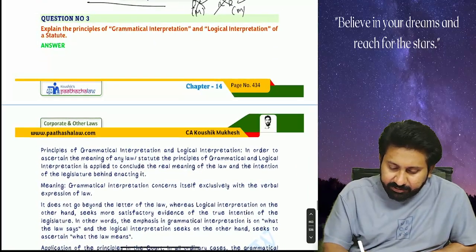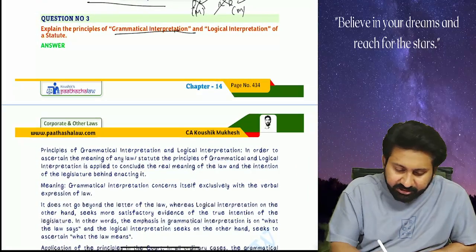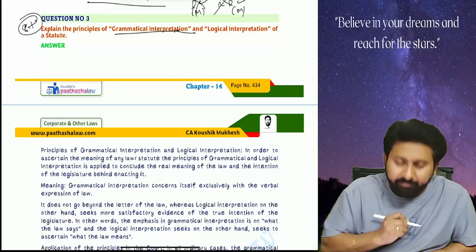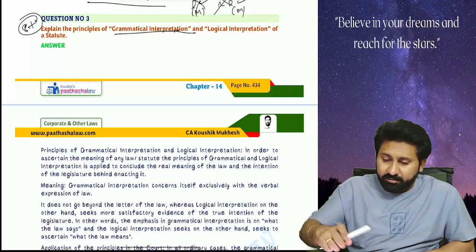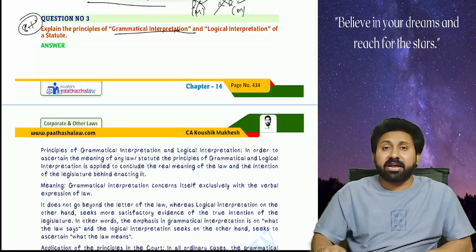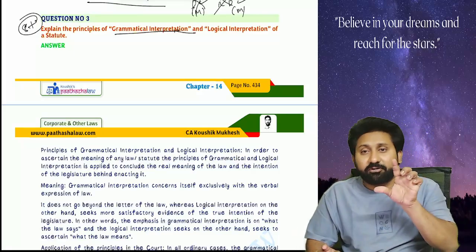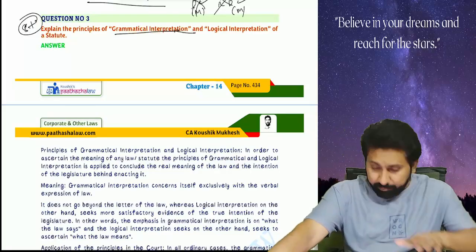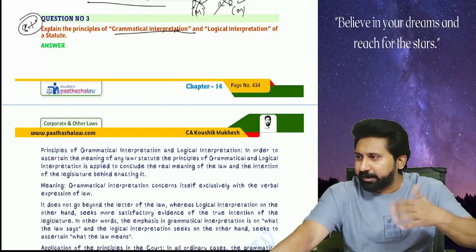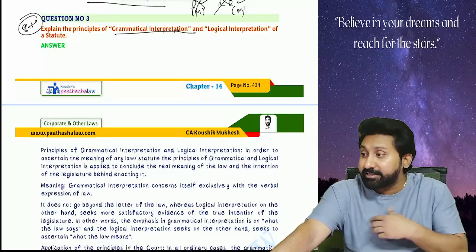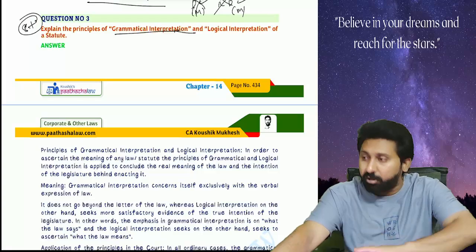Next, what are the principles of grammatical interpretation? This question came 8 times in the exam, as I already said. There are totally 25 questions in this chapter. In my book there are 65, all repetitive in nature. Though repetitive, I just wanted to tell the importance. That's why I kept all the questions in the book.